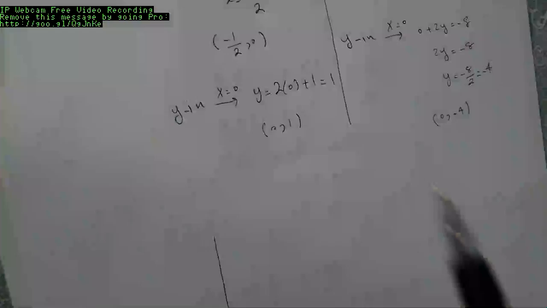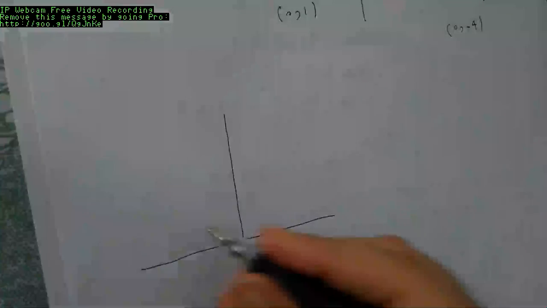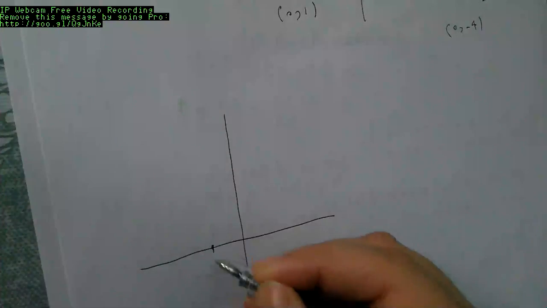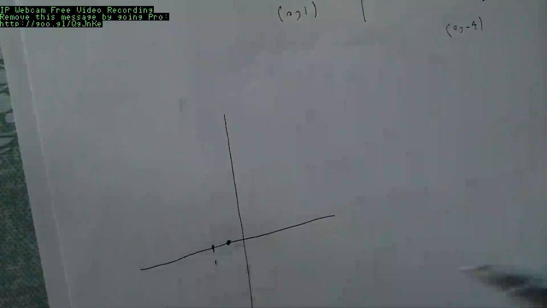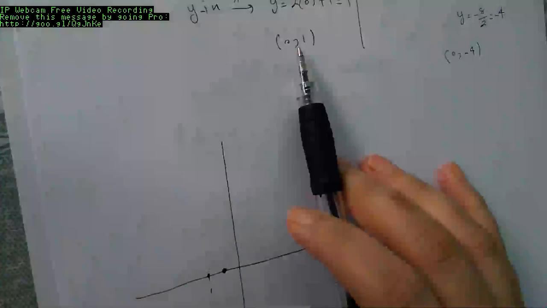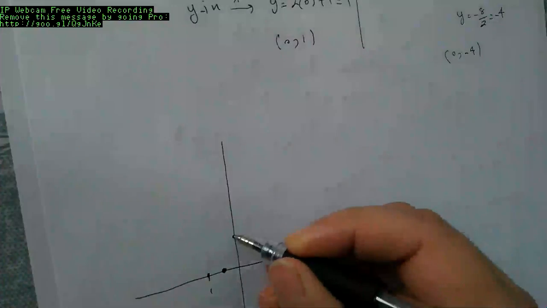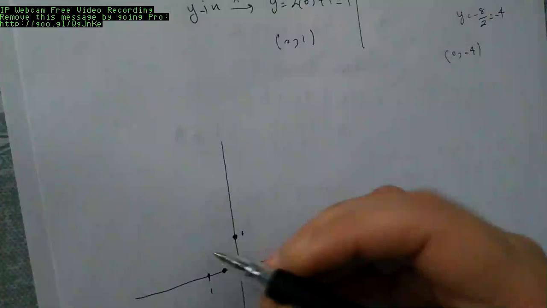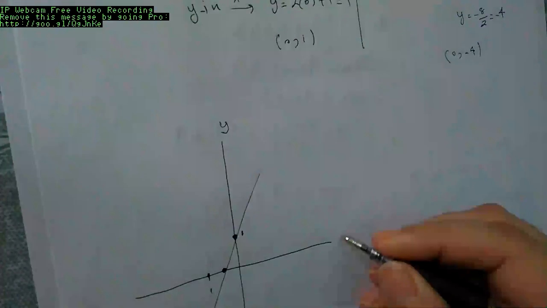This is a line I have. So the point for this one: I had -1 over 2 and 0, which means my x is -1 over 2. Let's say this is 1, this is -1 over 2, and 0 is here. And this is the y-intercept, 0, 1. So it's that point. I connect these 2 points. Make sure this is the y-axis and this is the x-axis.